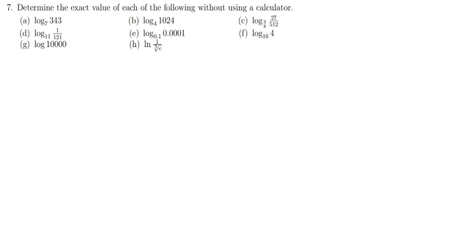Now let's go back to our question. The question is: determine the exact value of each of the following without using a calculator. So the first which we have is log base 7 of 343. We need to find a number which we raise 7 to, which is going to give me 343. What number is that?